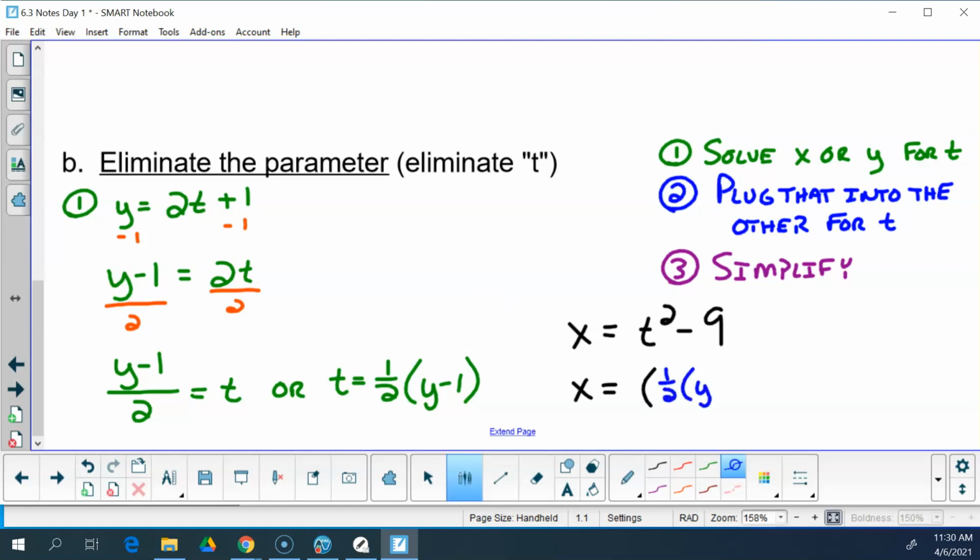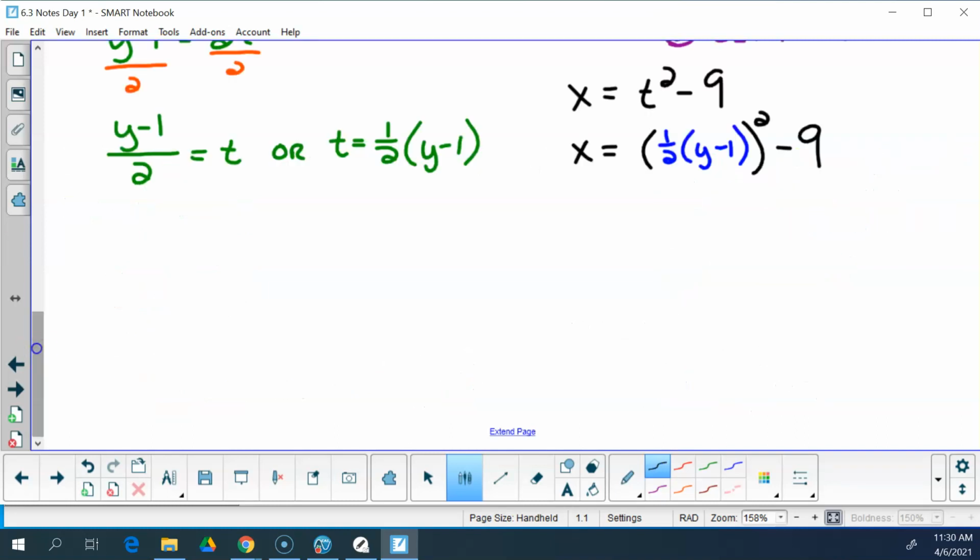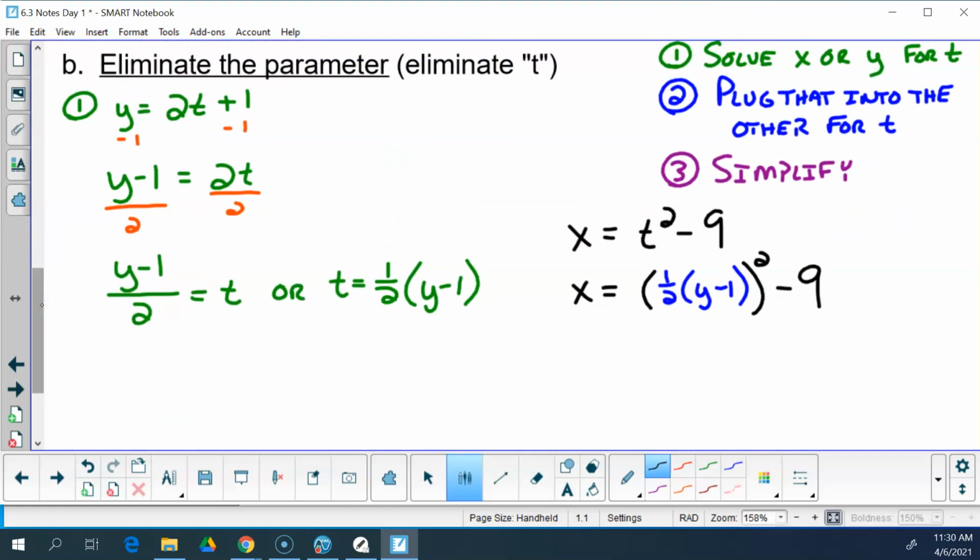1/2 quantity y minus 1 squared minus 9, when I plug that in. If I simplify that, that simply is x equals 1/4, because if I'm squaring a times b, that's a squared b squared. So 1/2 squared is 1/4, times the quantity y minus 1 squared minus 9.